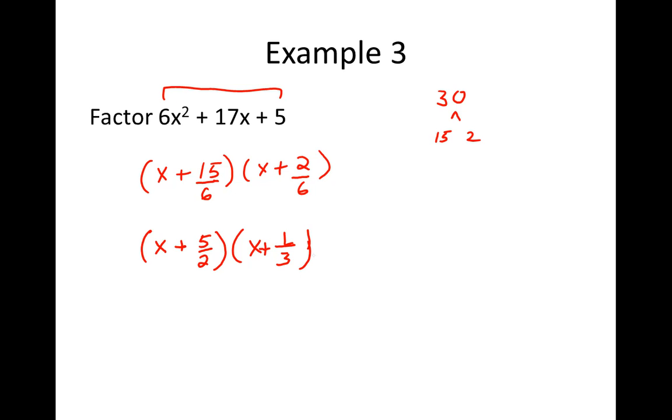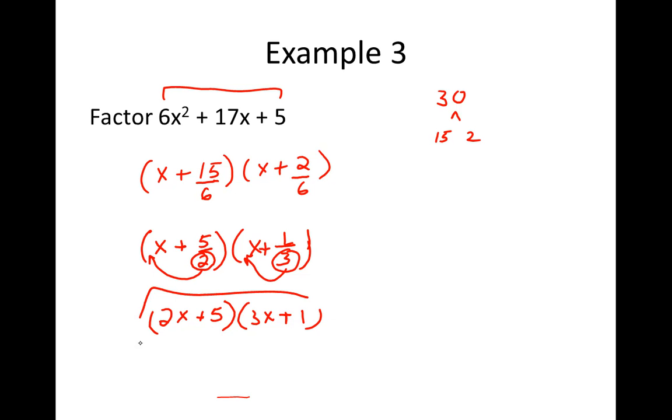Now I do the bottom up part. So now the bottom here comes up. This 3 comes up. What? I know. So we get 2x plus 5 and 3x plus 1. Same thing we got before.